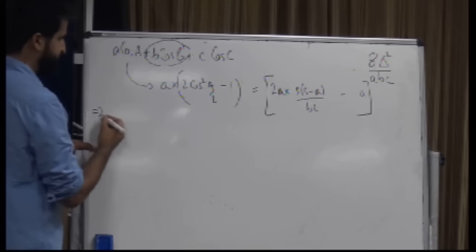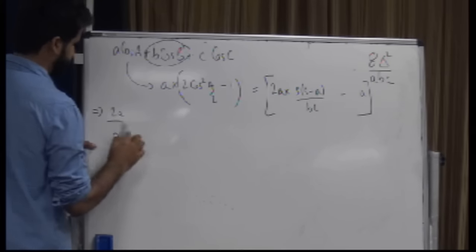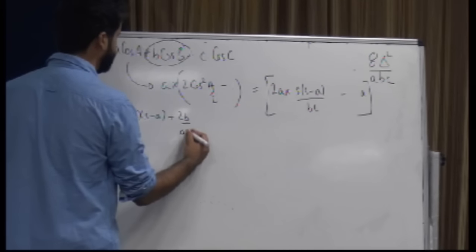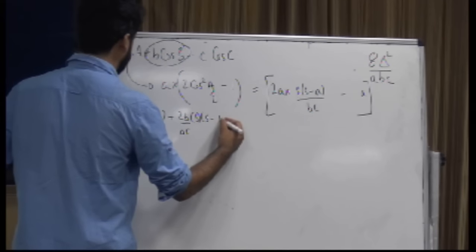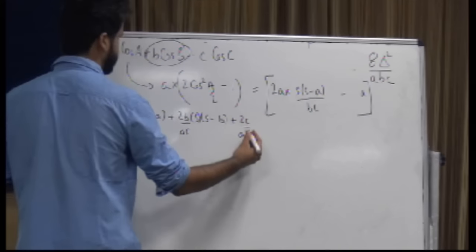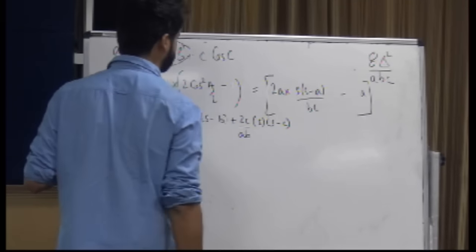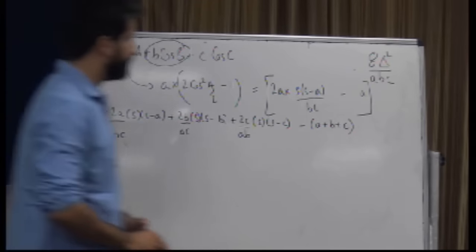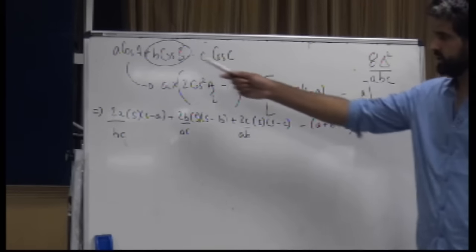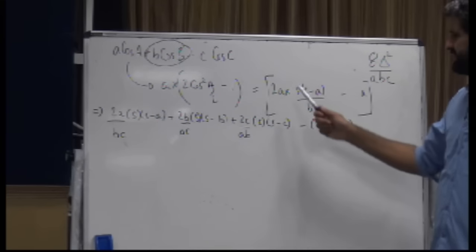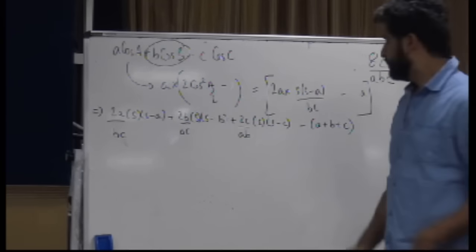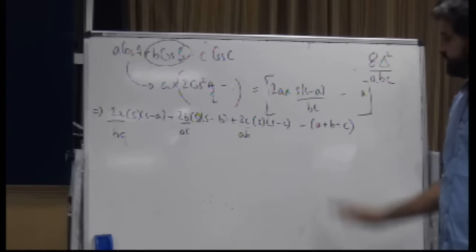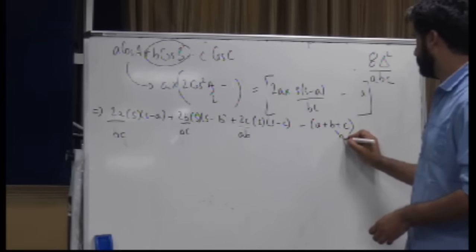So by the similar pattern I will get this result: 2A upon BC S minus A plus 2B upon AC S minus B plus 2C upon AB S minus C, which gives minus A plus B plus C. Right? How am I getting A plus B plus C? Because I'll get minus A over here, in the second term I'll get minus B, third term I'll get minus C. So just change A, B and C in all the cases. So what is A plus B plus C? 2 times S. So A plus B plus C is actually 2 times S.